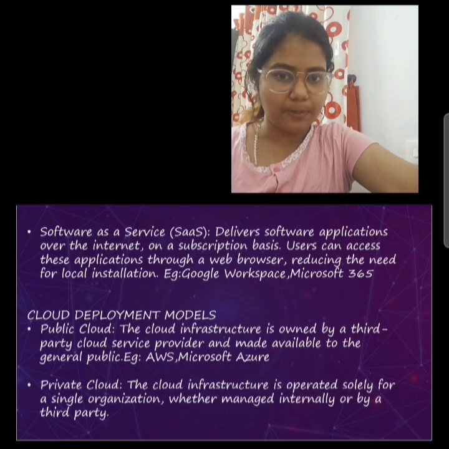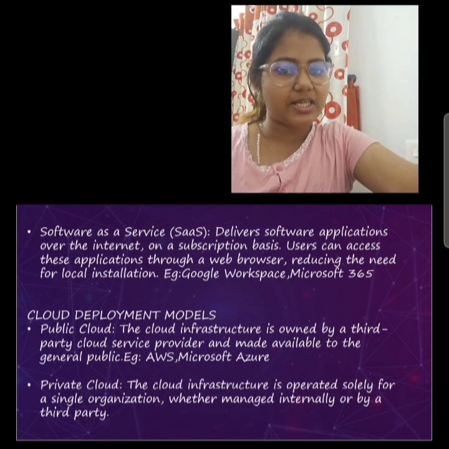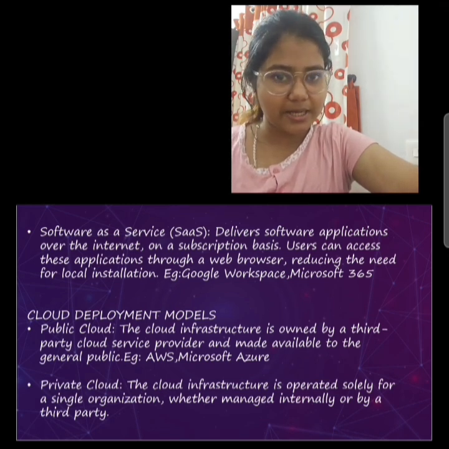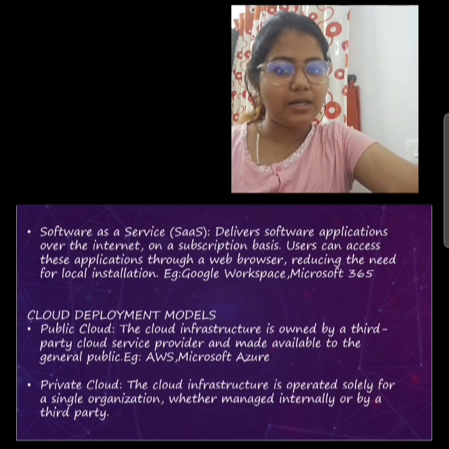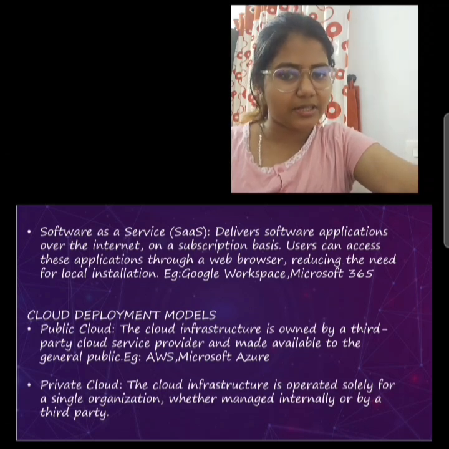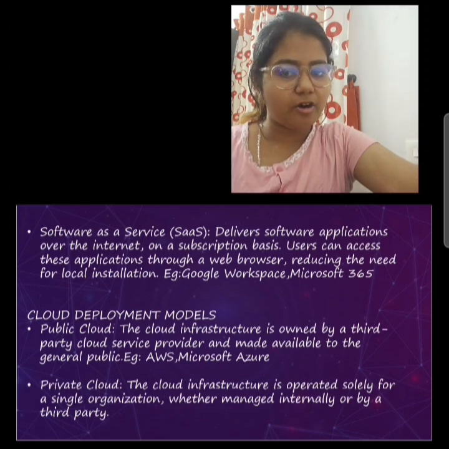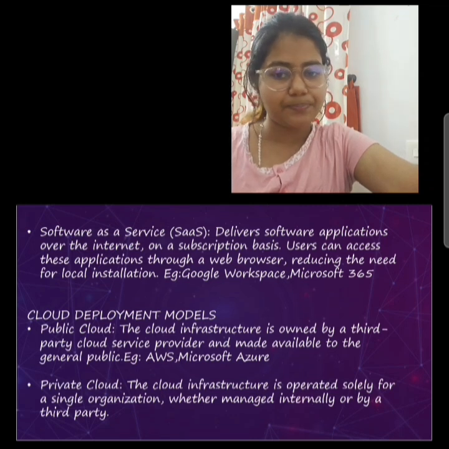So the first one is public cloud. The cloud infrastructure is owned by a third-party cloud service provider and made available to the general public. That means the public cloud can be accessed by everyone. Example, Amazon Web Service, Microsoft Azure. The next one is private cloud. The cloud infrastructure is operated solely for a single organization, whether managed internally or by a third party.